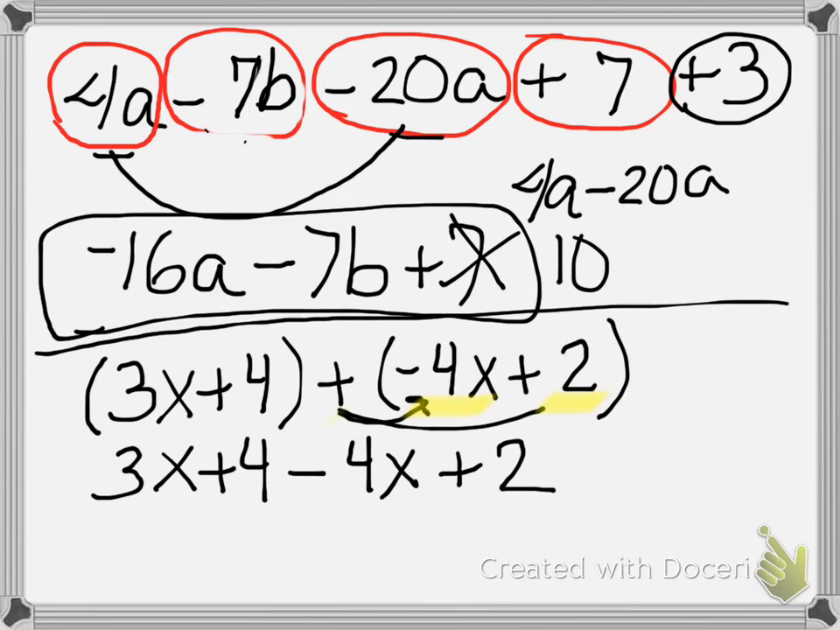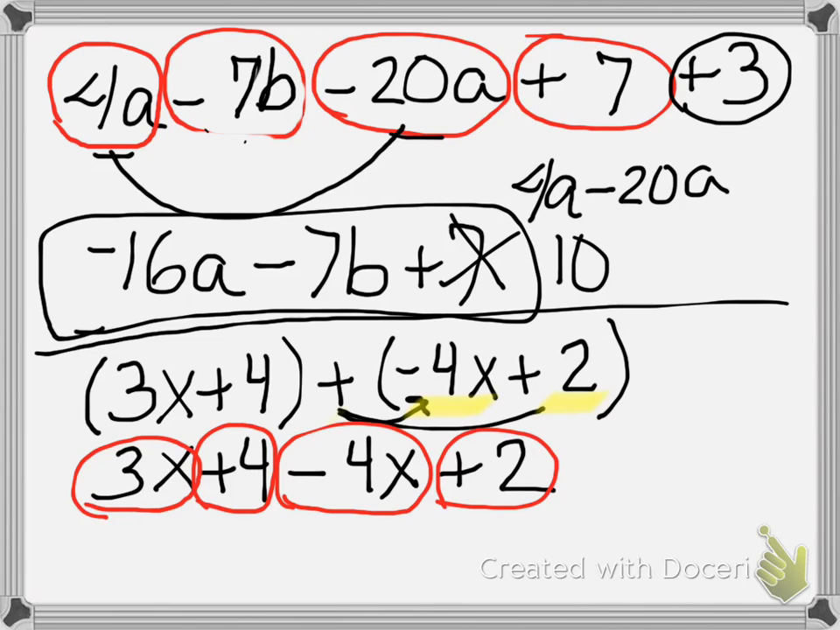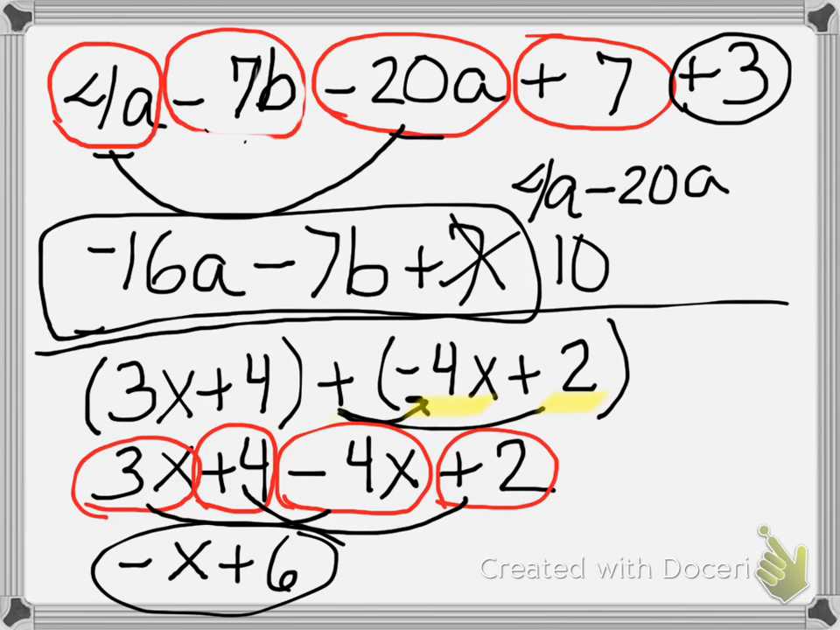So now I can look at my like terms. Let me circle all my terms first. And I can see that 3x, take away 4x goes together. That makes a negative 1x. Remember, I don't need the 1 there. It's understood if I put minus x, that's negative 1x. And then these two bubbles go together, 4 plus 2, and that makes 6. So that would be my final answer.